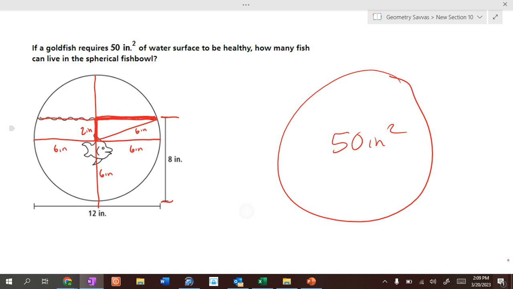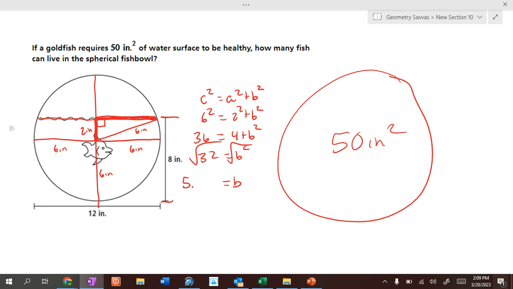Hey, I know 2 sides of a right triangle. If I know 2 sides of a right triangle, how do I solve it? Pythagorean theorem. C squared equals a squared plus b squared. 6 squared equals 2 squared plus b squared. 36 equals 4 plus b squared. Subtract 4, 32 equals b squared. Take the square root. B is somewhere bigger than 5, but smaller than 6. Give me 2 decimal places. 5.66.